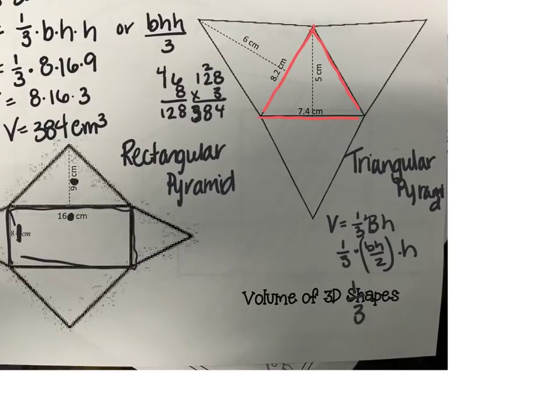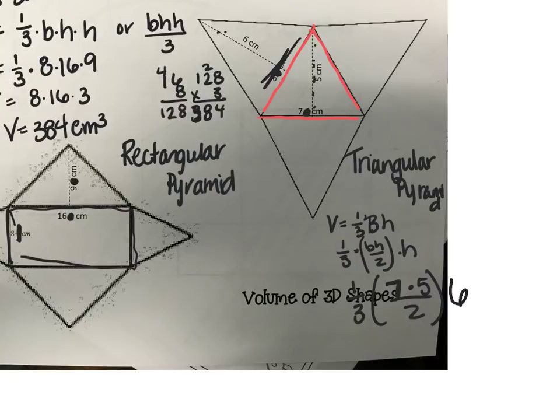What's the base of my triangle? I'm just going to do 7. Okay. What's the height of my triangle? 5. Divided by 2 times the height of the pyramid, which is 6. It's 6. This is not necessary. This is the height of this. This is the height to the top.